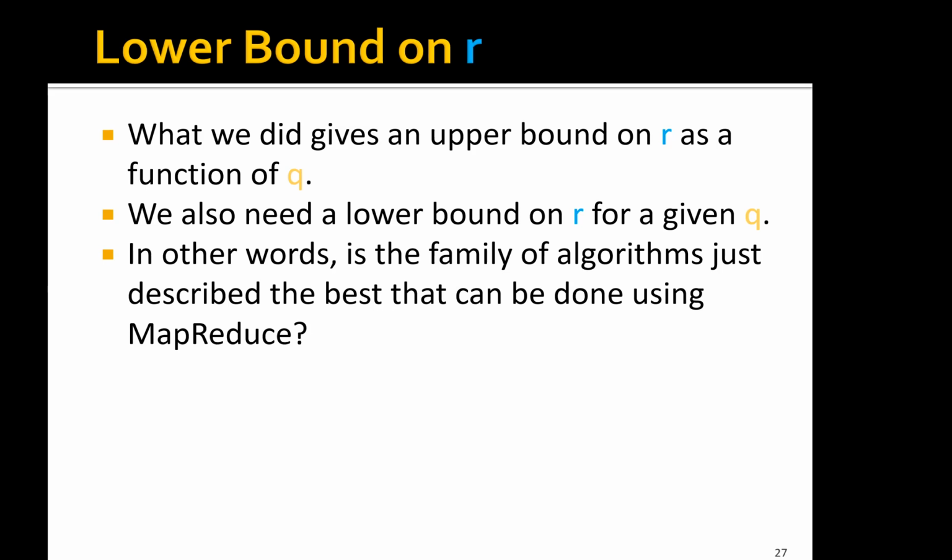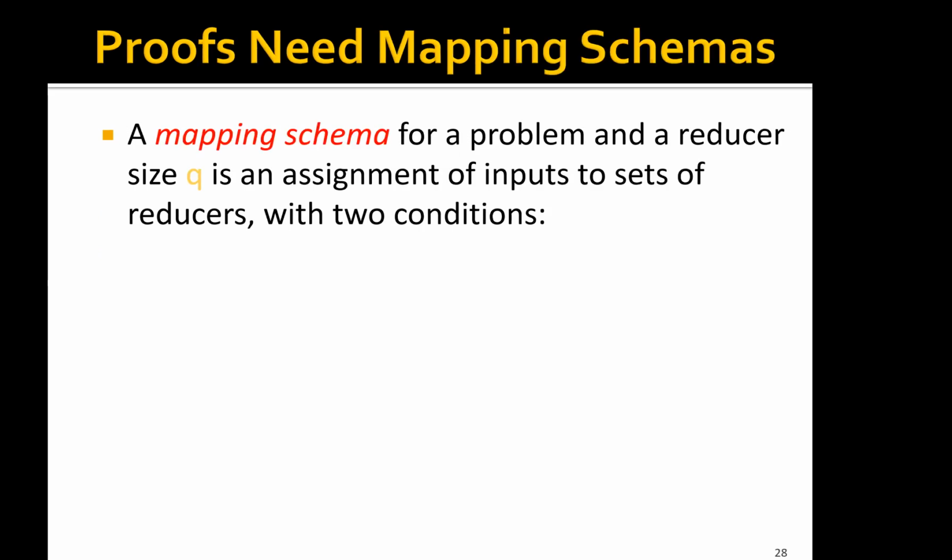And so we need a lower bound on R as a function of Q. So in order to get such proofs, you need the notion of a mapping schema, which is essentially an abstraction of a MapReduce algorithm.